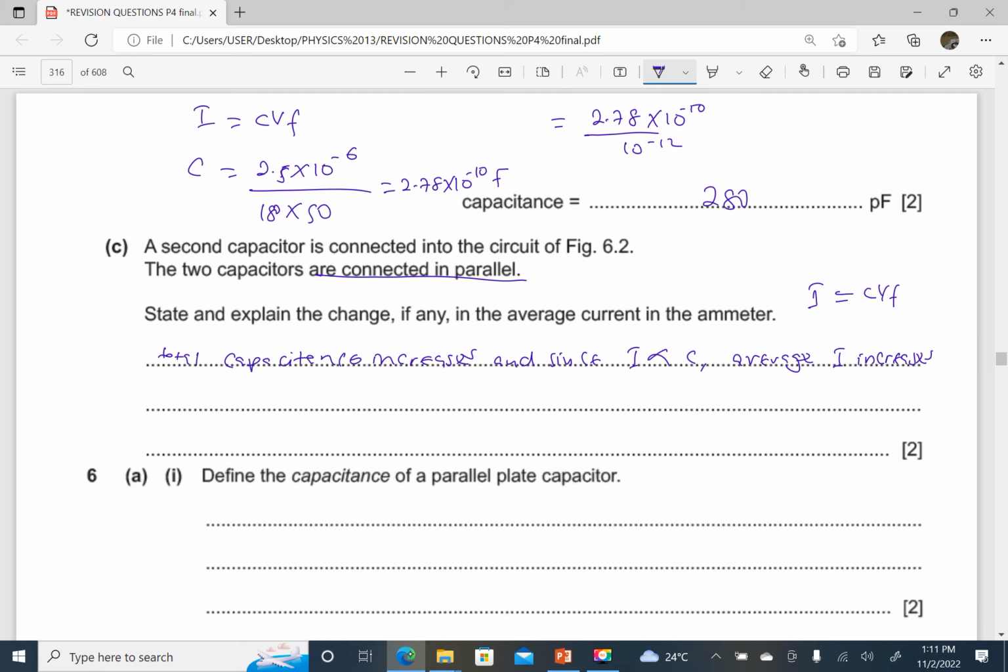Alternatively, total capacitance increases, so from Q equals CV, it means there is a greater charge. There is a greater charge because C has increased. Q is directly proportional to C. So there is a greater charge.